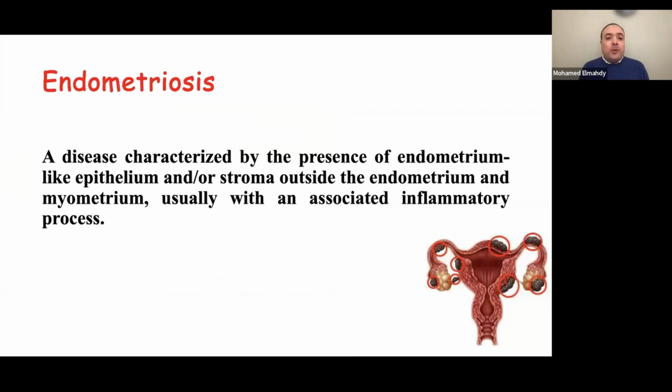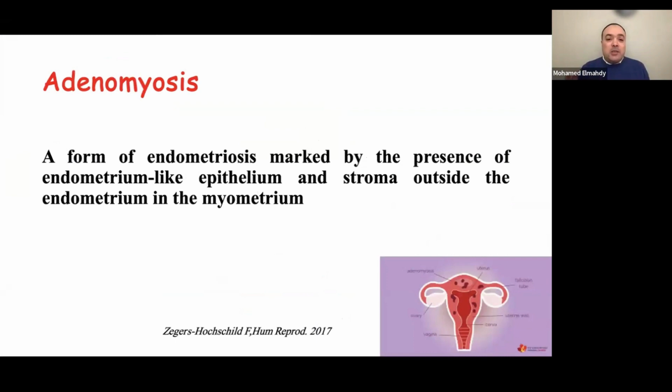First, endometriosis is a disease characterized by the presence of endometrium-like epithelium and stroma outside the endometrium and the myometrium, and is usually associated with an inflammatory process. On the other hand, adenomyosis is the presence of endometriotic spots inside the myometrium itself.